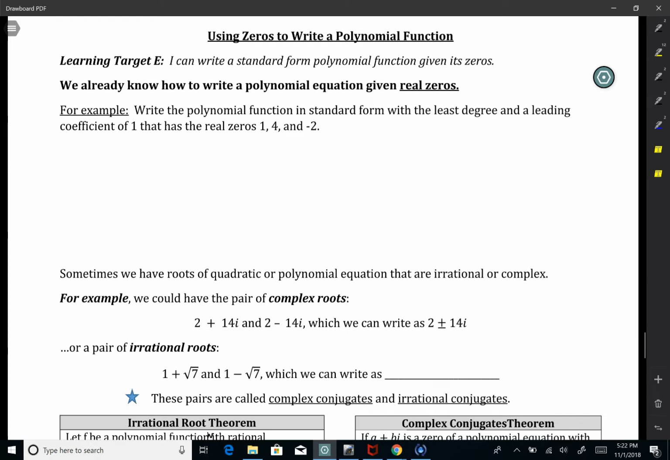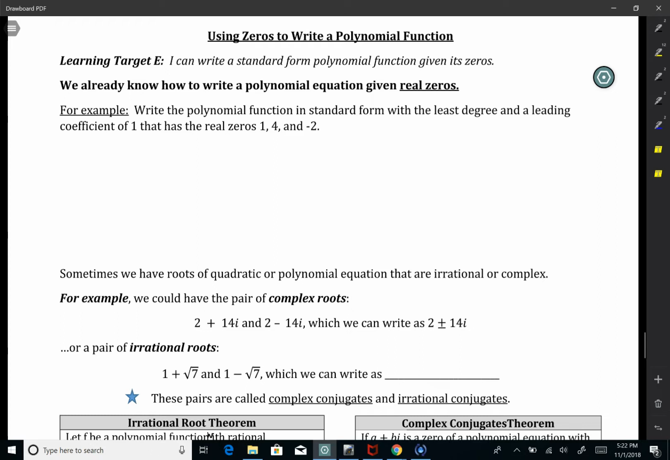So we actually already know how to write a polynomial equation given real zeros. So for example, write the polynomial function in standard form with the least degree and a leading coefficient of 1 that has the real zeros 1, 4, and -2.